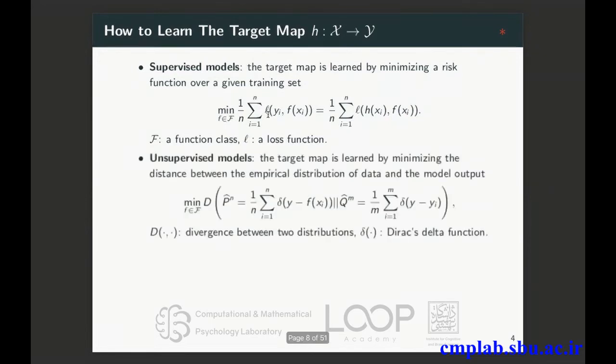In the unsupervised models, we don't have those paired instances. So instead, what we can do is optimize the distribution of instances. So in the unsupervised model, we try to minimize some divergence between two empirical measures. As you can see, the first empirical measure is defined over the instances from domain X, and the second empirical measure is defined over the instances of the output space. And the goal is to find a map that minimizes this divergence.